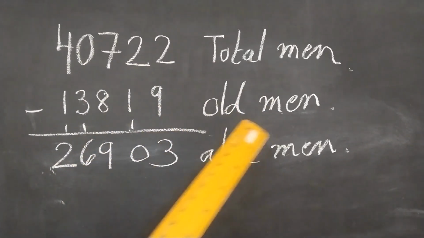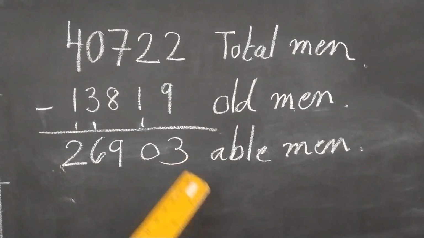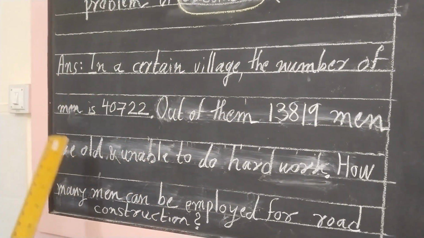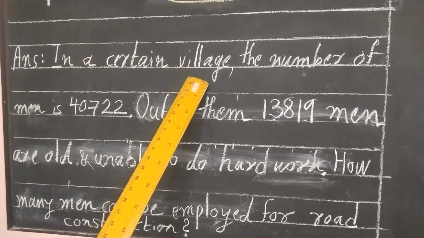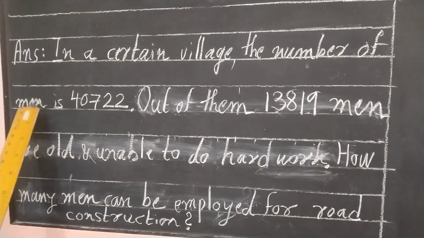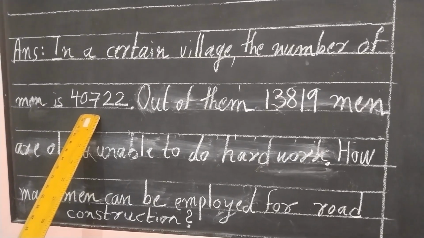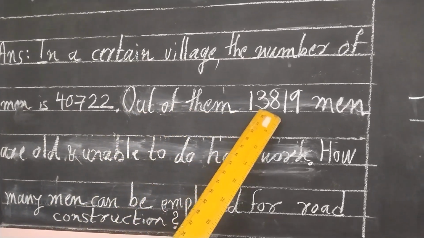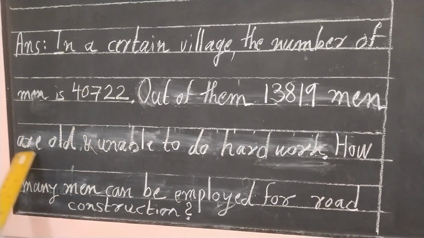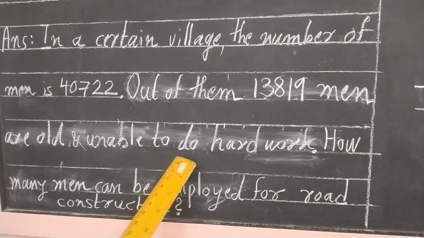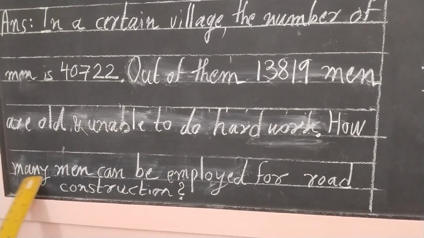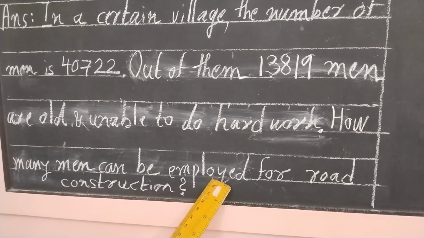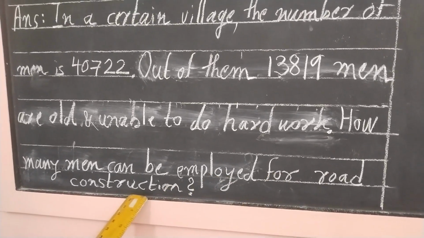Whatever we have written here in short, that has to be now put in the form of a word problem. Let us see how we can do it. In a certain village, the number of men is 40722. Out of them, 13819 men are old and unable to do hard work. How many men can be employed for road construction?